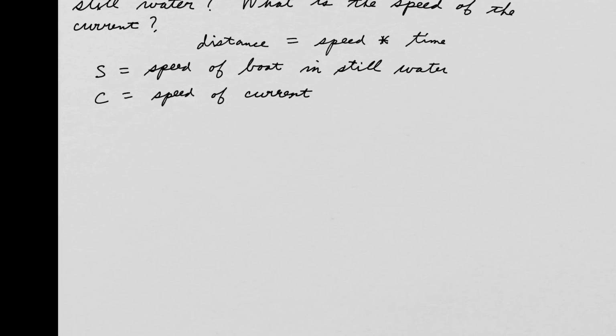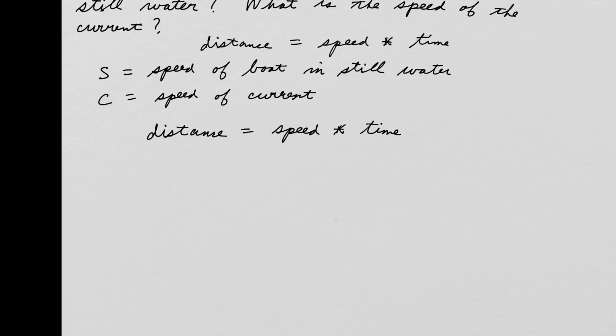Okay, so we're going to use this idea that the distance is equal to speed times time. So let's see if we can come up with the two equations that we need. Well, the first equation is going to involve rowing with the current. That'll be our first equation.